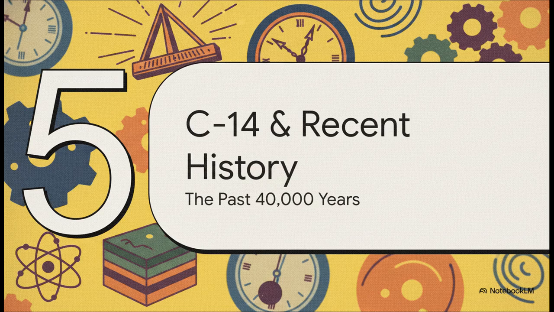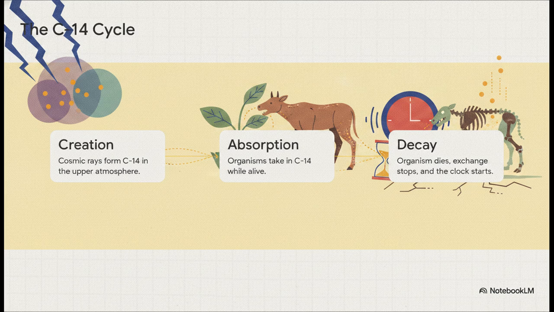Let's shift gears from deep time to recent time with Section 5, Carbon-14. The carbon-14 cycle is just fascinating because, unlike uranium or potassium, it isn't primeval, it's cosmogenic. Energetic cosmic rays from space are constantly slamming into nitrogen in our upper atmosphere, converting it into radioactive carbon-14.